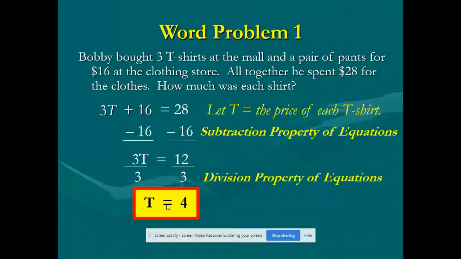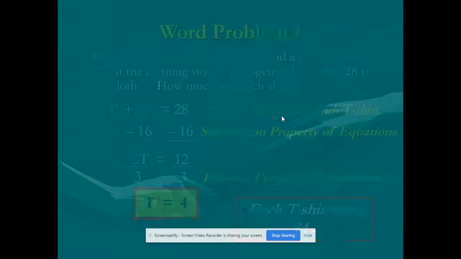Now you have your answer, but remember it's a word problem, so we've got to answer in words. So how much was each shirt? Each shirt cost $4. So you write that next one. Okay, let's do one more.